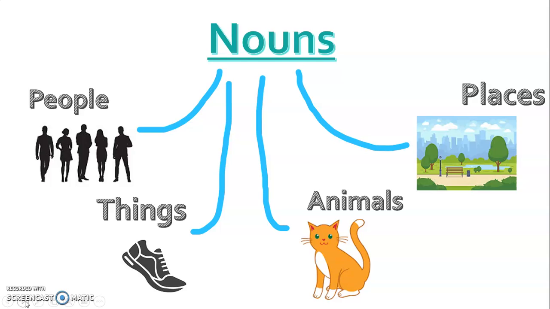Okay, so by now you know what nouns are, or you should. Nouns are the things, the people, the animals, and the places that are in our world. And they appear a lot in our writing and in books that we read, right? People, animals could be characters, or things could be characters. The setting might be places. So this all applies to our reading and our writing.